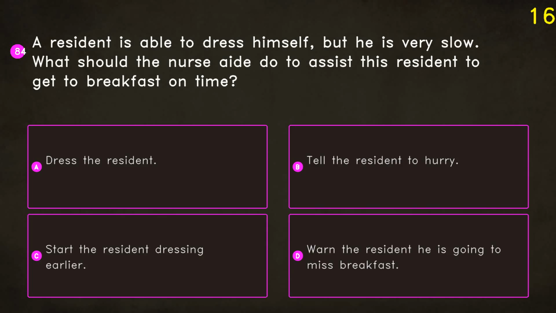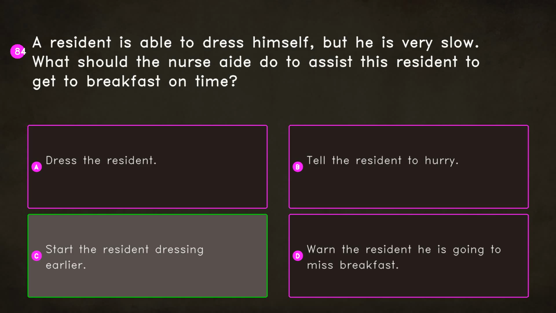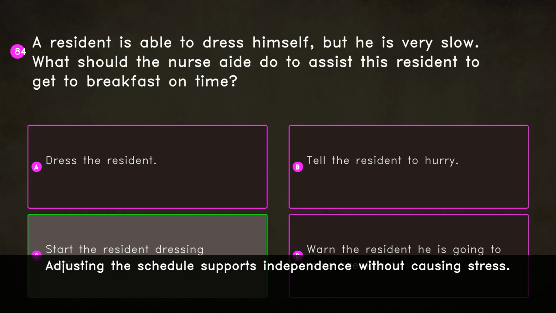Question 84. A resident is able to dress himself, but he is very slow. What should the nurse aide do to assist this resident to get to breakfast on time? A. Address the resident. B. Tell the resident to hurry. C. Start the resident dressing earlier. D. Warn the resident he is going to miss breakfast. The correct answer is start the resident dressing earlier. Adjusting the schedule supports independence without causing stress.